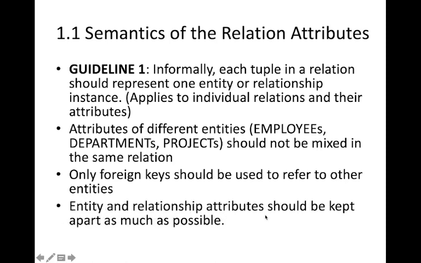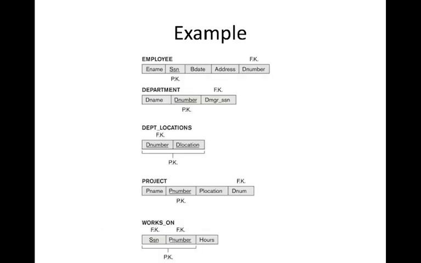So entity and relationship attributes should be kept apart as much as possible. So all these entity and relationship attributes, if they are different, should be kept apart as much as possible. If we do not keep this, there will be some problems. We will see all those problems. So this is an example of a good relation or good design, because in this table we have employee. So this is a relation employee. If we see the attributes, here we have E name, SSN, B date and address, and additionally we have D number, but this is a foreign key. This is used to refer to this department table.